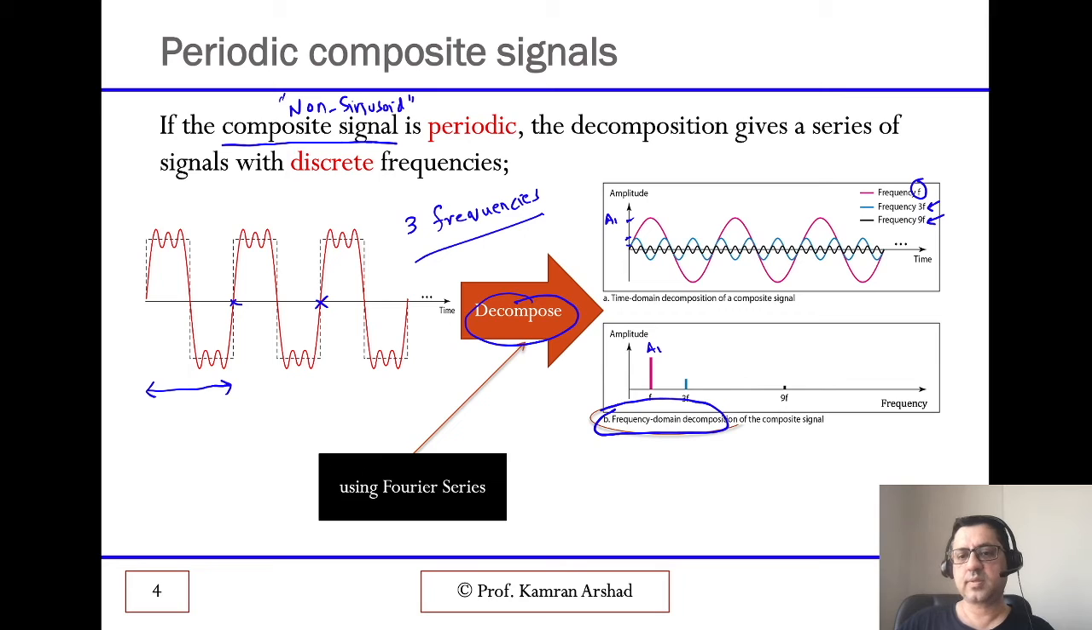The blue one, the frequency is 3f. So on the x-axis I put 3f, and the amplitude, let's say I call it a2. So this amplitude here is a2. And the third one, 9f. So on the frequency axis it is here 9f, and the amplitude, let's say, is a3. So this amplitude is a3. So this is another way of showing the same signal.